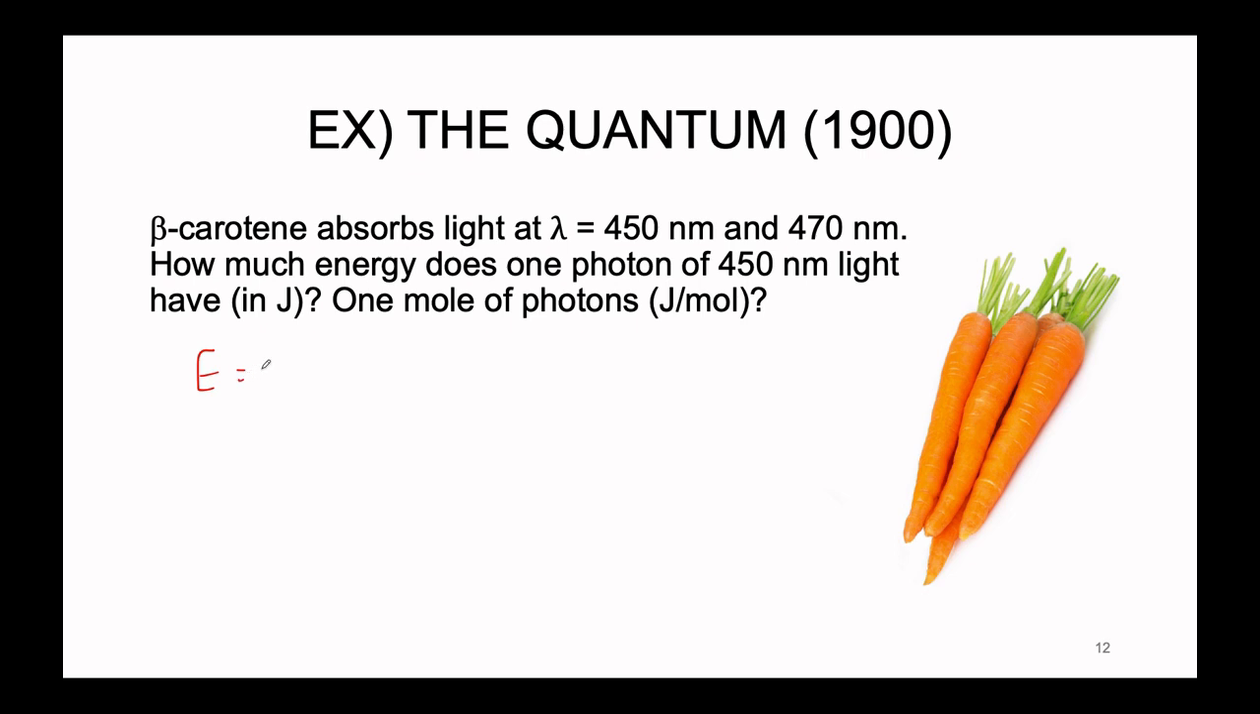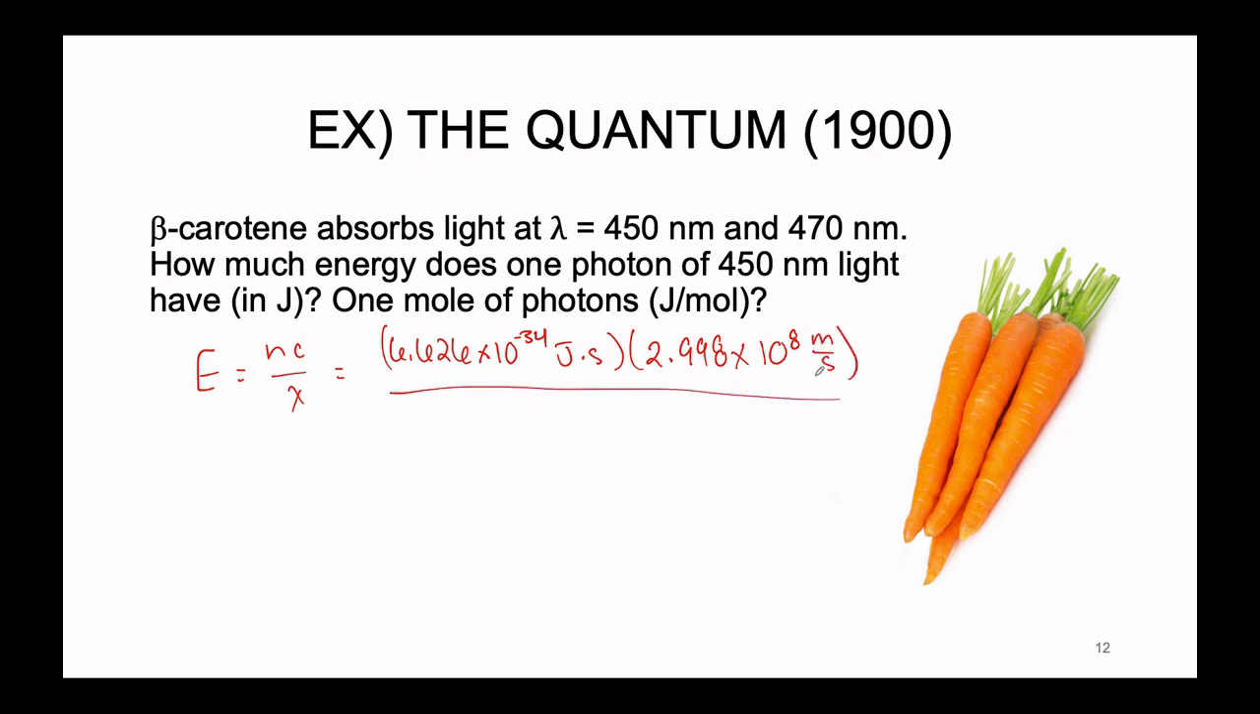All right, rewriting the equation that we need, E is equal to hc divided by lambda. And now we can actually start plugging and chugging. We can take our constant h, which is 6.626 times 10 to the negative 34 joule seconds. Our speed of light is 2.998 times 10 to the 8 meters per second. And our wavelength, which we just calculated, is 4.50 times 10 to the negative 7 meters.